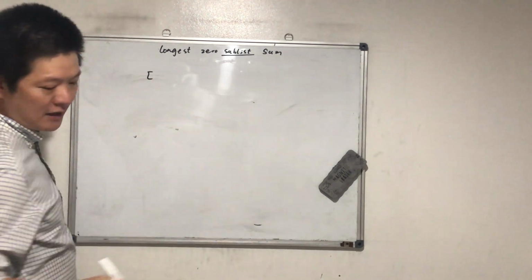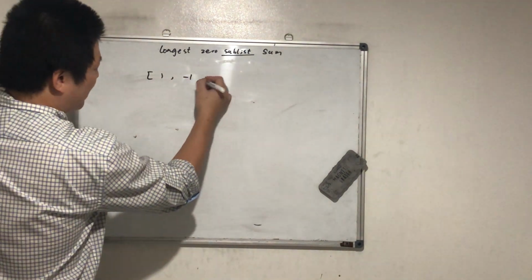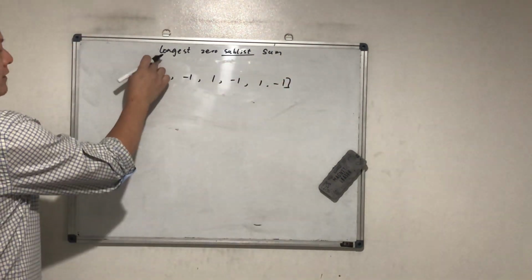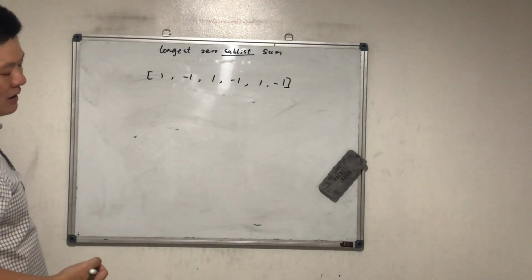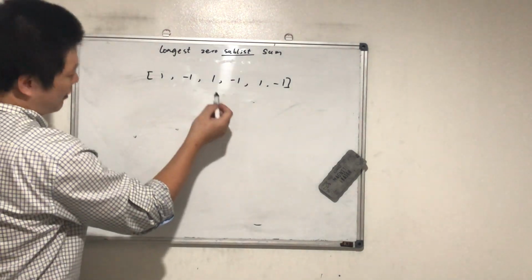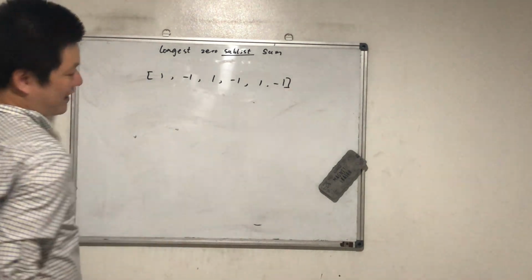Given a list containing only 1 and minus 1, we want to find the longest sublist which has the sum 0. So in this case, what's the longest sublist? 1, minus 1, 1, minus 1, minus 1. Come on, it's very obvious. All of it, added together.